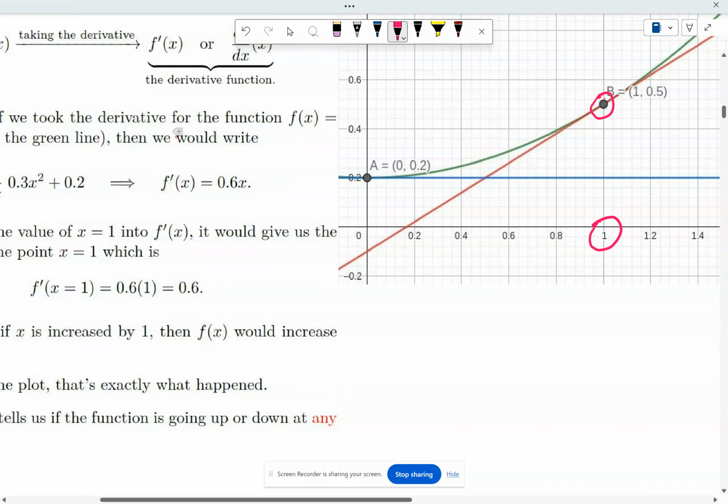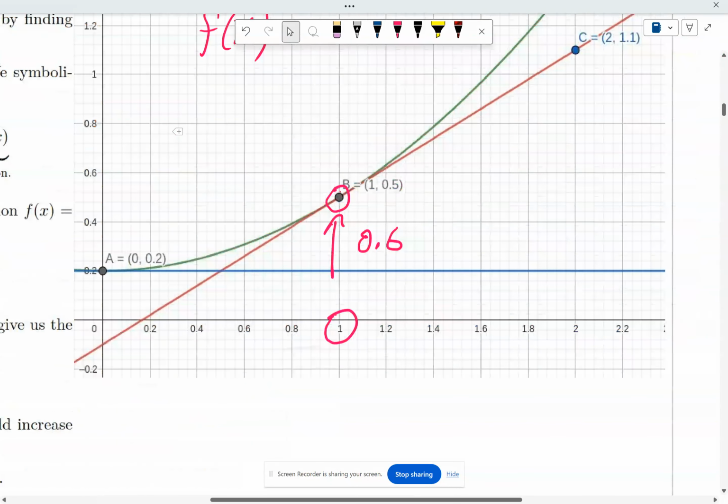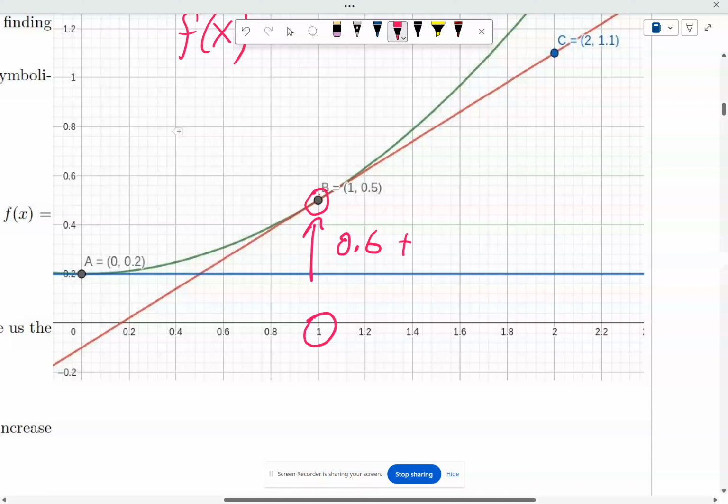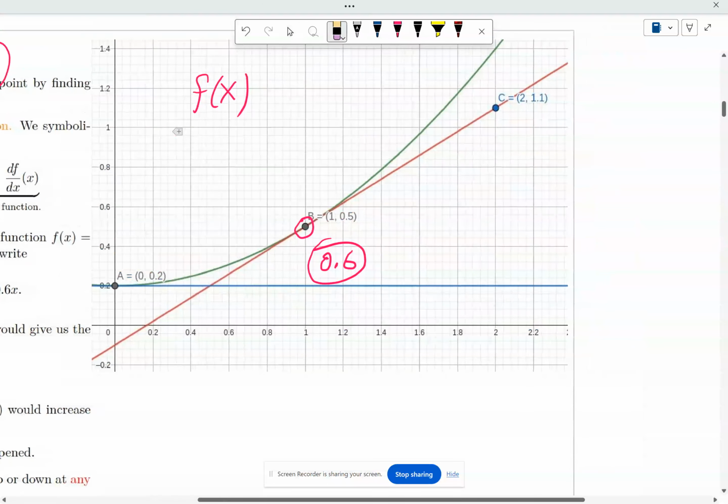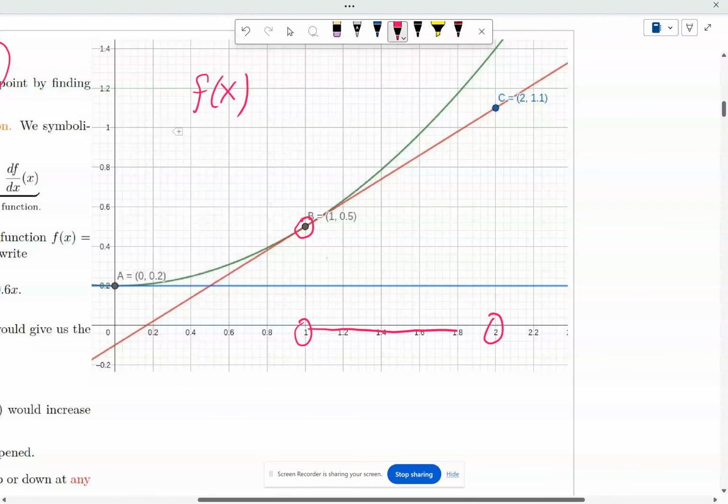So we know that this point has a derivative of 0.6. It's positive, which means that at this point the function is going up as x increases. And its magnitude is 0.6. What does that mean? It means that if you increase x by 1, you're going to increase y by 0.6.